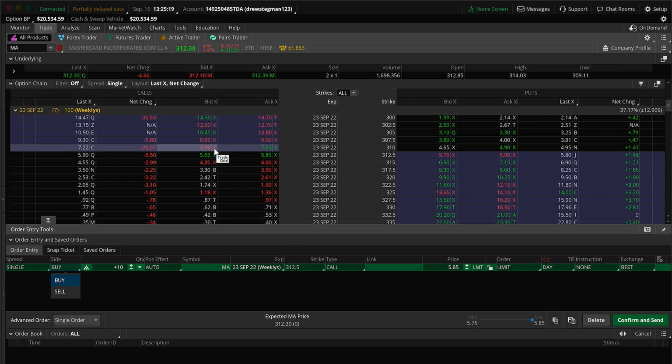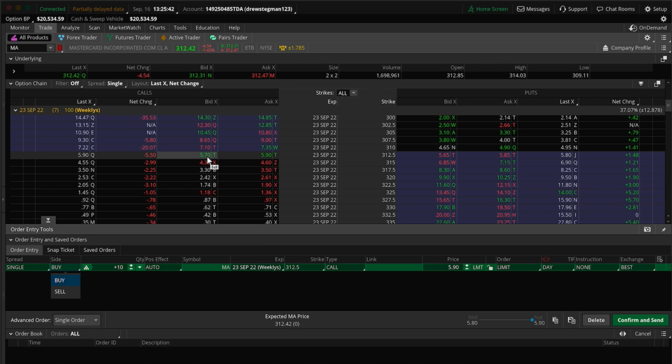We're getting 5.65 right now is what the quote says for this option. Let's say MasterCard keeps going down and drops to $300. Well, this option is now well out of the money. Let's say the option price has dropped down to $2 per share. Now, why would the option price be dropping?